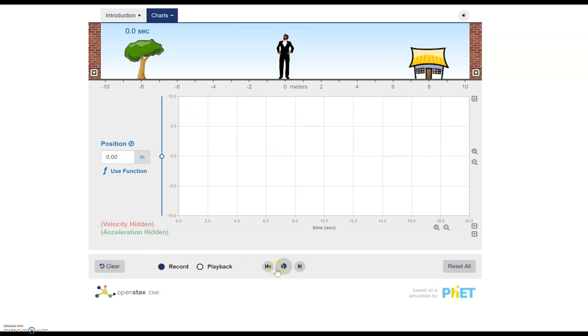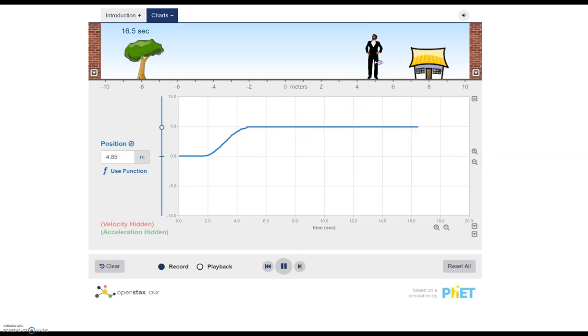Now let's see what happens when I decide to move the man. So I'm going to move the man to the right at a constant speed. So as I'm moving the man to the right, the graph changed from a horizontal line to a diagonal line that's pointing up. And then as I stop again, the man is not moving and the graph is a horizontal line.